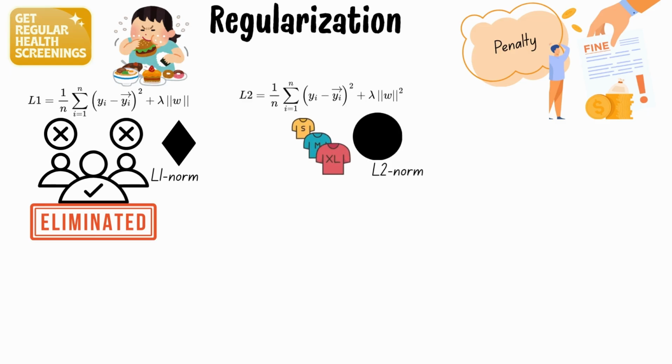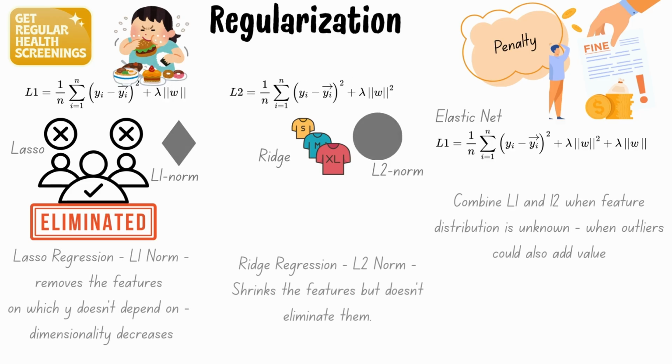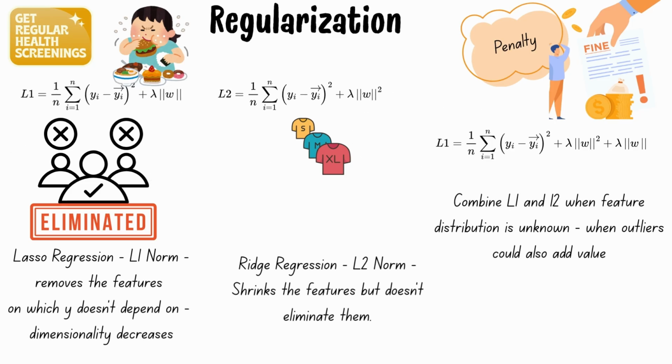L2 regularization or ridge regularization uses circular penalty. With L2 regularization, the penalty is the sum of squares of the weights. This gently pushes all the weights to be small. Elastic net combines the best of both worlds of L1 and L2 regularizations. Elastic net penalty region looks like a rounded diamond. It's a combination of both circle and the diamond shape.